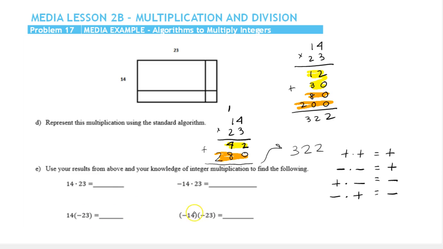So if you were given any of these problems independently, your first step would be to find 14 times 23, their absolute values, which you'd find is 322. And then you determine the sign based on your knowledge of integer multiplication. So positive times positive is positive 322. Negative times a positive, well, that would be negative, so this would be negative 322. Positive times negative is also negative, so this is negative 322. And a negative times a negative is positive, so this is positive 322.